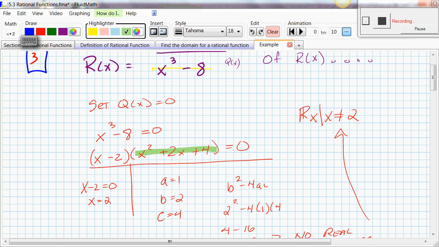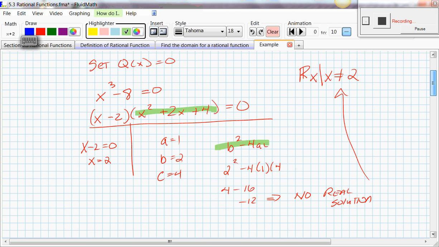So we figured out a, b, and c. A is 1, b is 2, c is 4. Checked the discriminant, and we came up with a negative 12. That implies that there's no real solution. So therefore, the domain for my rational function is all real numbers x such that x is not equal to 2 from this solution over here. And that is what we did for the first section of 5.3.